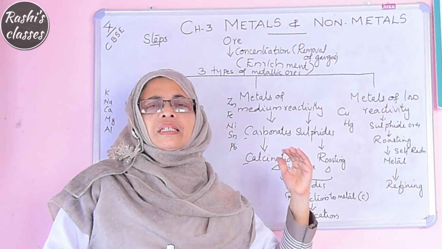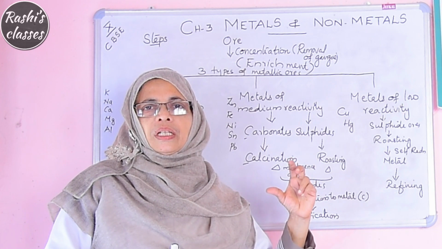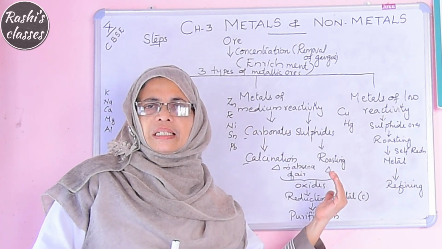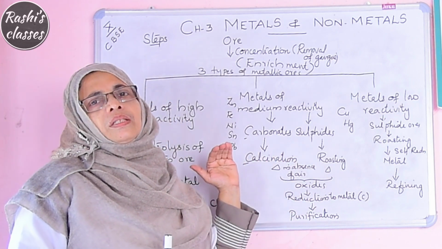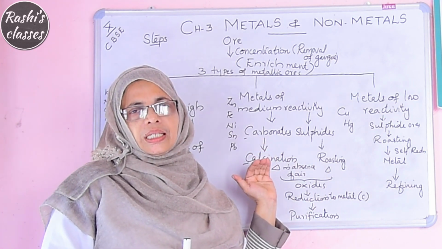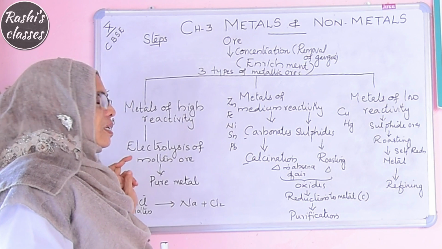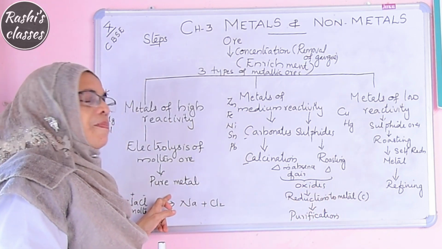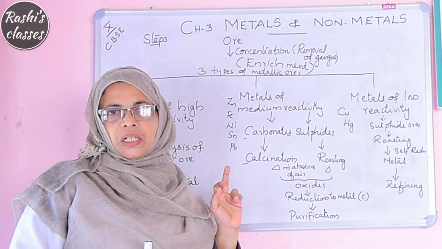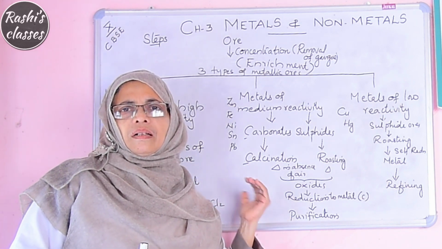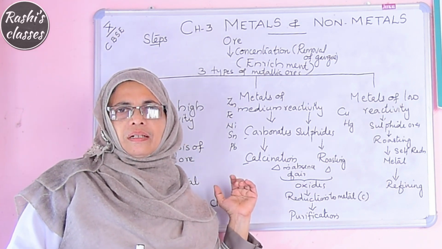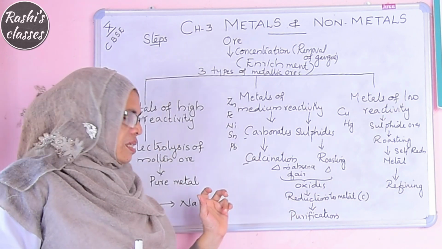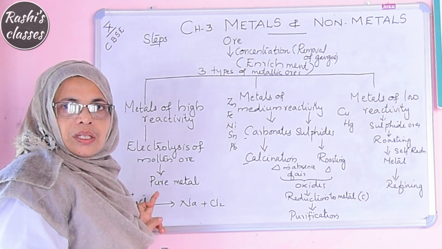Why is electricity used? You know, these are highly reactive. For the most reactive metal, we have to use the strongest reducing agent, electricity. When the molten ore is electrolyzed, pure metal is formed. Why do we have to take molten ore? When molten ore is taken, it is in the form of ions.